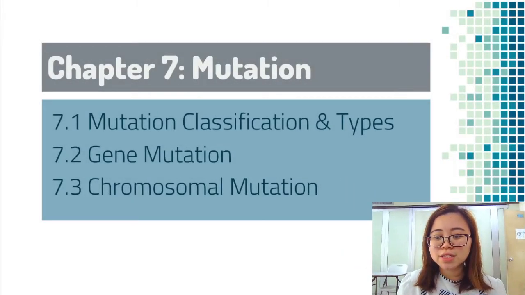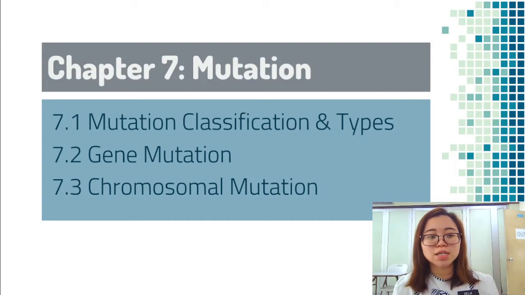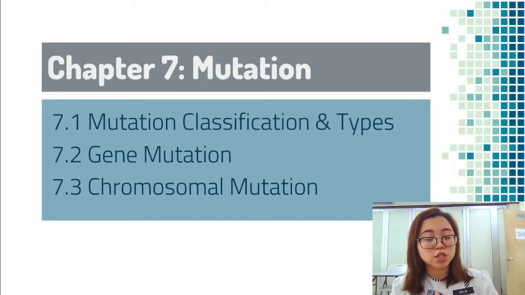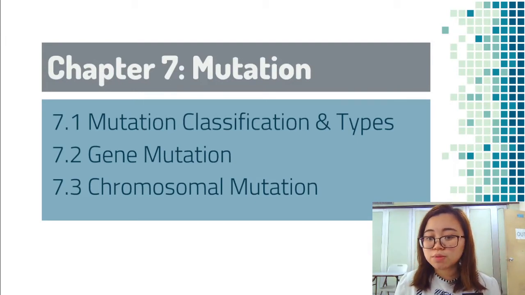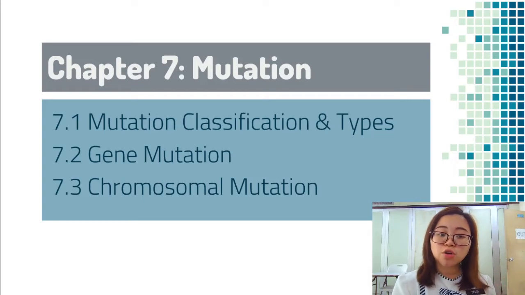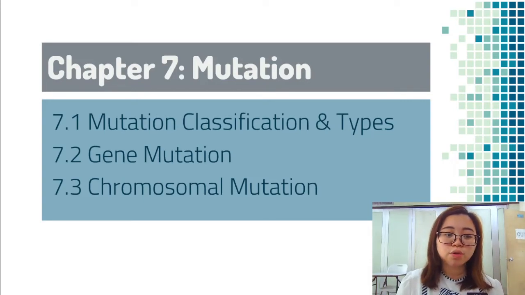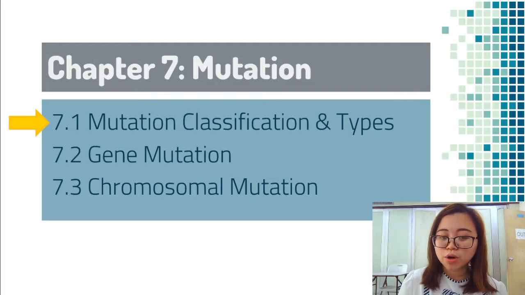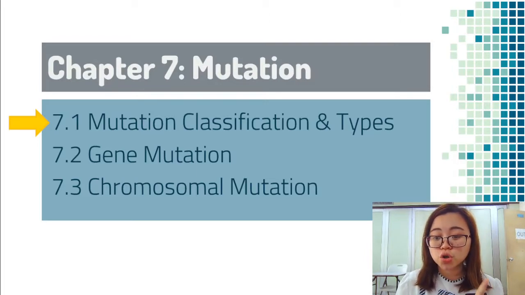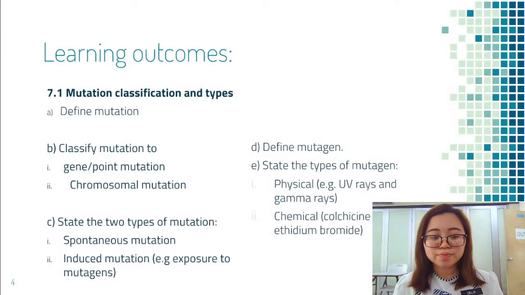So chapter 7 is divided into three subtopics, which is 7.1 mutation classifications and types, 7.2 gene mutation, and 7.3 chromosomal mutation. In this video, we'll focus on 7.1, which is a relatively short subtopic, but I hope that you'd be able to remember the points needed in this chapter.